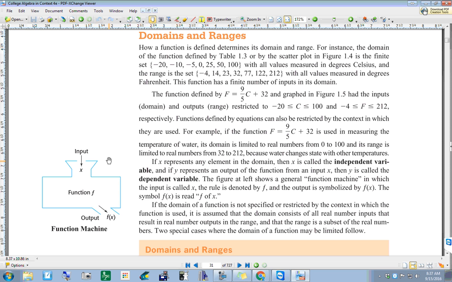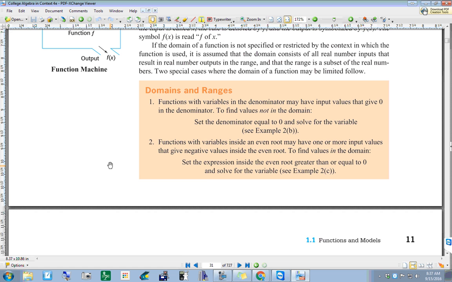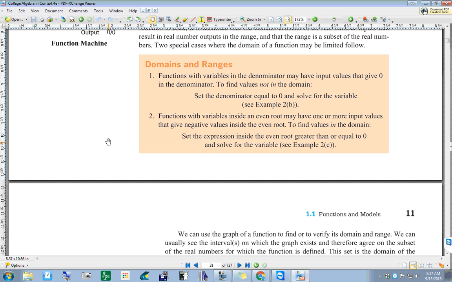So when we're dealing with a function, we have to take a look at what is possible to come into it. We just can't put anything into it more often than not. So that's where, again, this idea of domain and range comes from. Functions with variables in the denominator may have an input value that gives zeros to the denominator. To find values not in the domain, set the denominator equal to 0 and solve for the variable. Okay? We got to be careful about this.